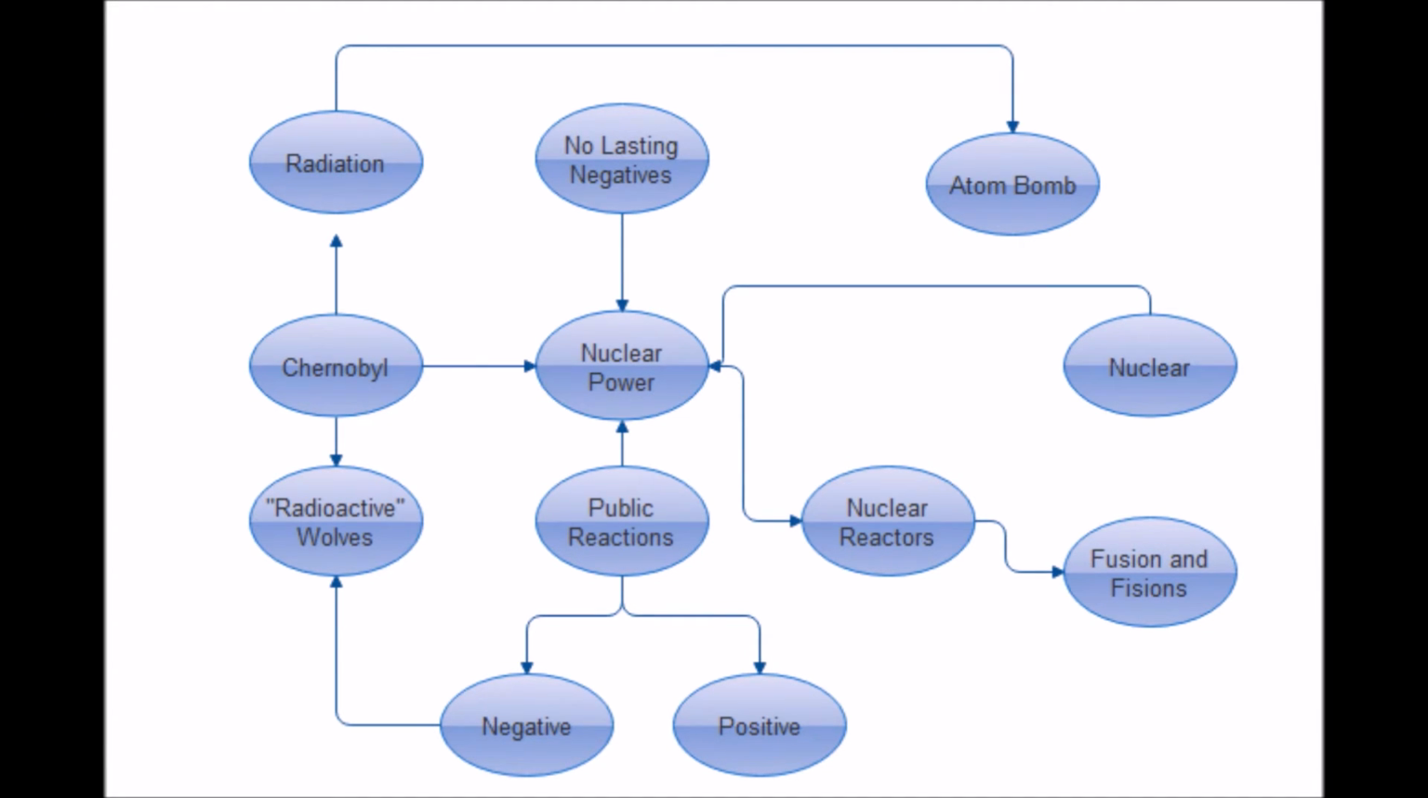We started off with the general term nuclear. From there we went on to atomic bombs and the Hiroshima and Nagasaki bombings, and from there I mentioned Chernobyl and nuclear power, and that's when we decided we wanted to do nuclear power. From there, since I mentioned Chernobyl, we went into radiation, public reactions, both positive and negative, and then a study that had been done on the exclusion area regarding radioactive wolves, and that is how we came up with our project.